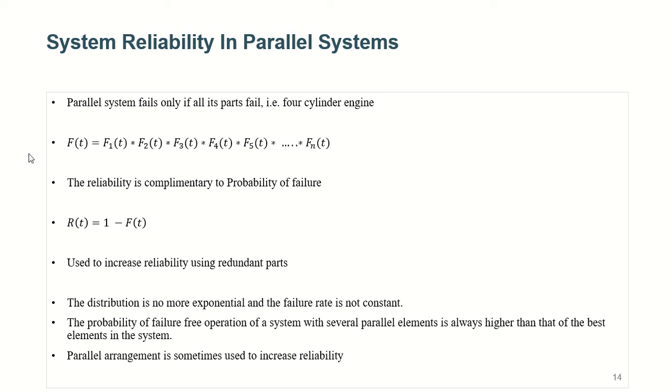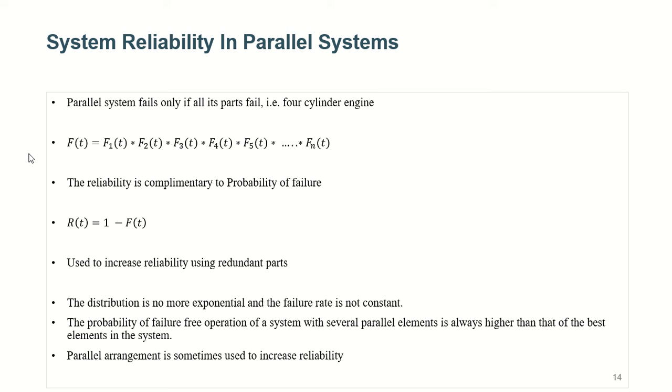So what happens in a parallel system is that it only fails if all of its parts fail. Let's say, for example, a four cylinder engine, right? If you are having a four cylinder engine in your vehicle or in any other equipment, the equipment will only fail if all four cylinders are unable to run, right? If one or two or even all three of them stop functioning, then still the fourth one will be able to put the car in motion, right?